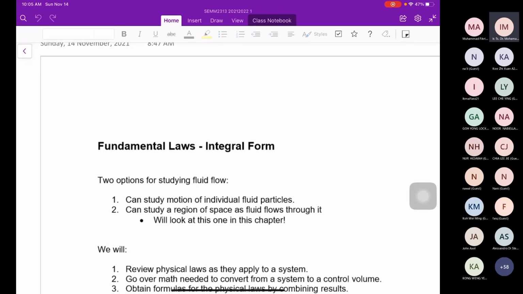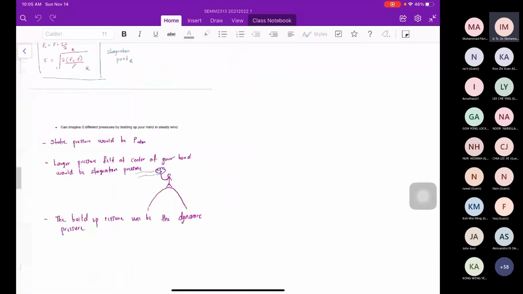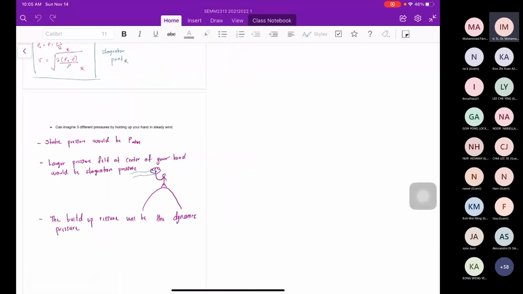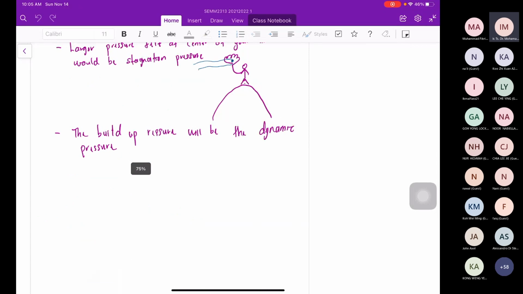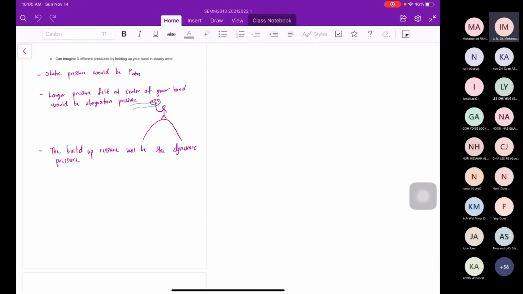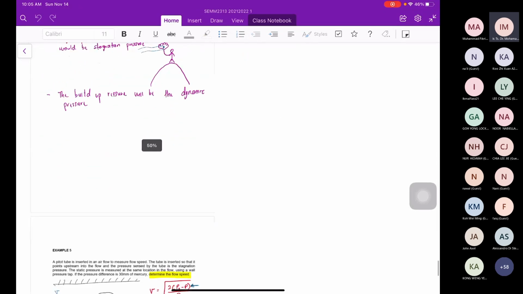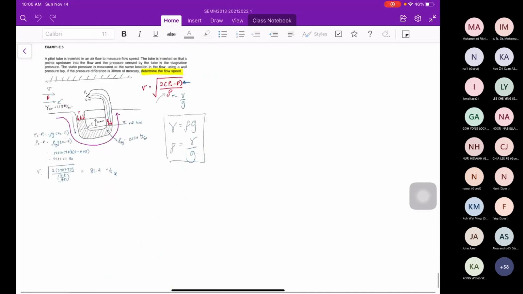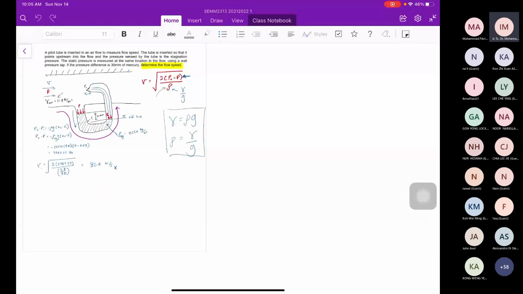Assalamualaikum warahmatullahi wabarakatuh, and a very good morning to all of you. Today we're going to continue on fundamental law, which is the integral form. Before we begin, I would like to recap what we have learned in the last class. Basically this is chapter 6, where we learn about the static as well as the pitot tube.